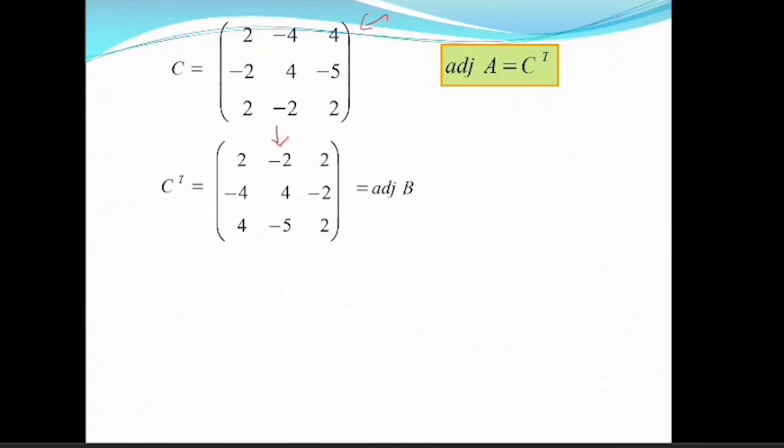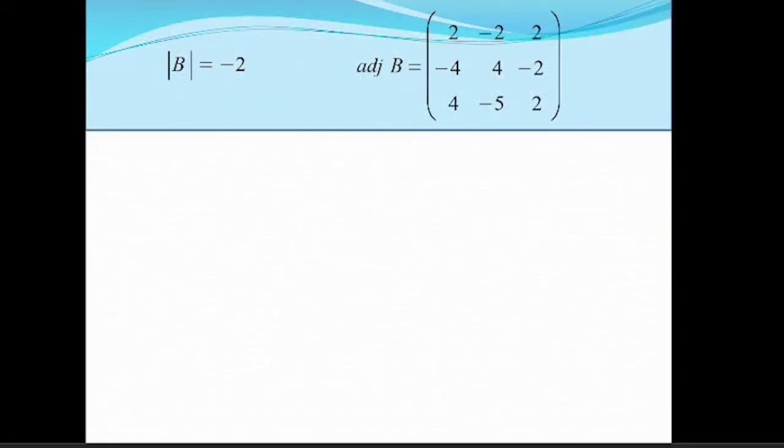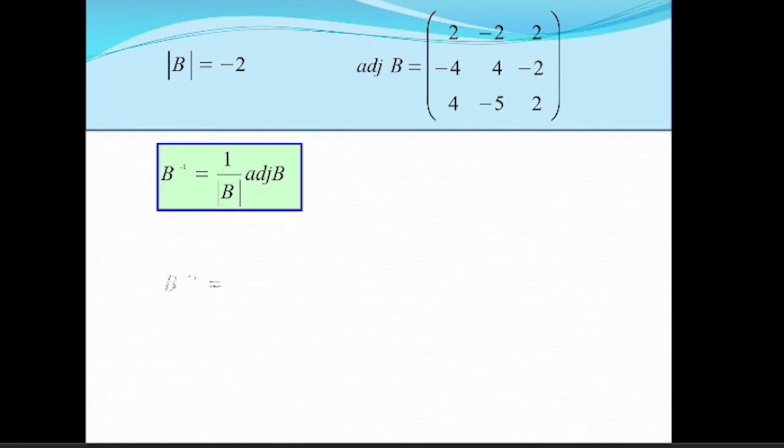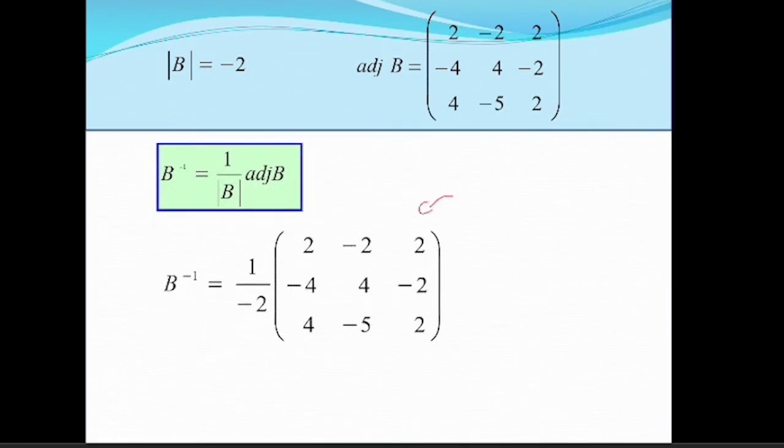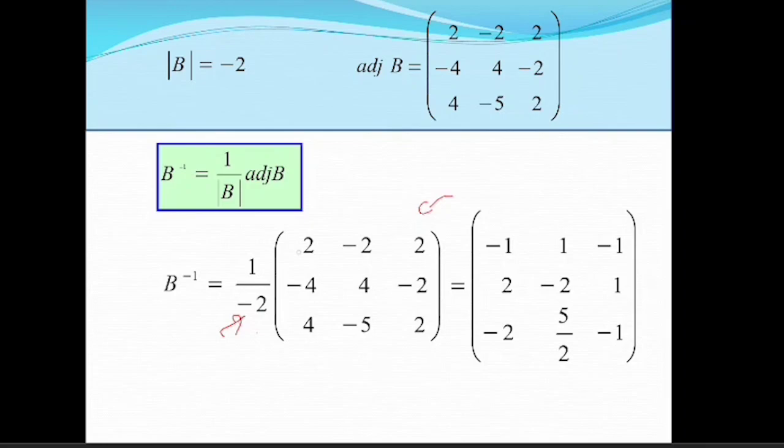Once you have found the determinant and the adjoint of matrix B, you just have to substitute into the formula, and then that will be your inverse. Almost all of them can be divided by 2, so it's best if you multiply negative 2 into the matrix and simplify. So this will be your final answer.